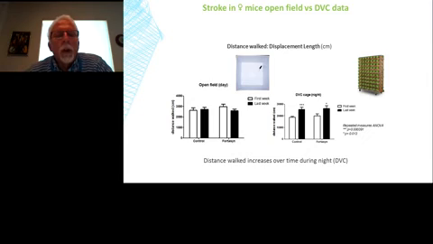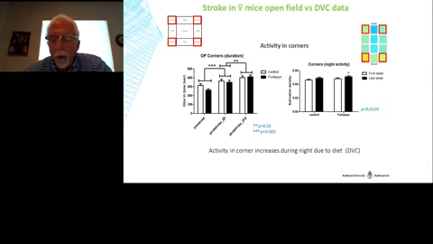Distance walked, displacement length, looking at it then with the open field during the day and the DVC at night. The distance walked increased over time during the night for this, and it's almost a reversal of what was being seen here with the open field. This is pretty critical for their study and for some of the things that we're looking at.